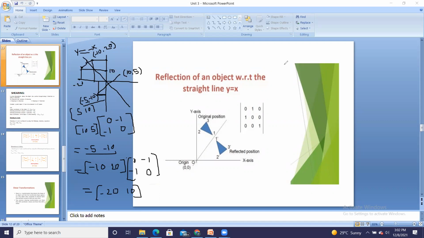Is there any difficulty in the reflection? If you are not getting anything, ask me right now, or we will move to the next point.